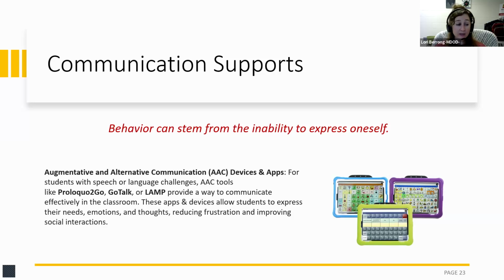Now, there's all kinds. There are very simple, like 1 and 2 button communication devices. There are pictures. So somebody can wear a necklace that just has a variety of pictures on it that they can show, all the way up to higher tech solutions like what's on the screen here, with apps that are far more robust, like Proloquo Go, GoTalk, LAMP. These are all different types of communication devices.